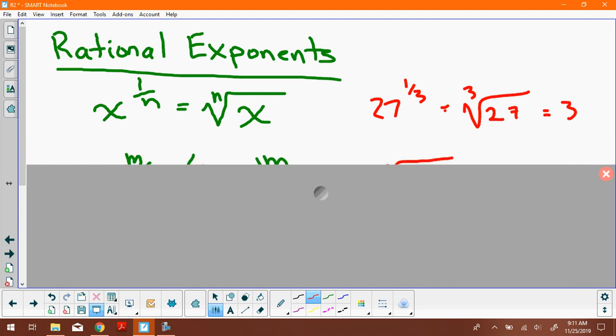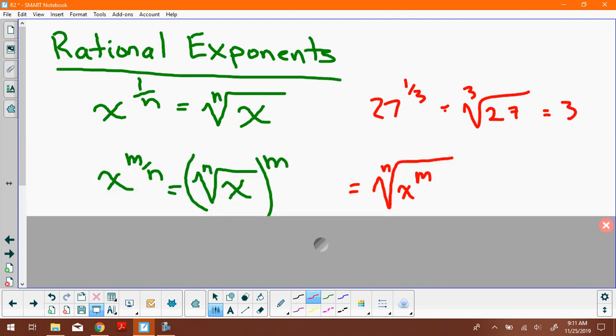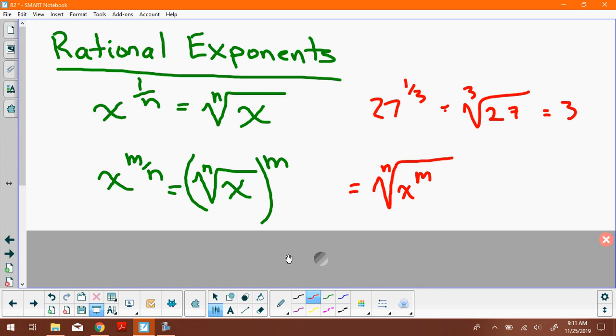Okay. More generally, if we have a numerator and denominator in that fraction, then the numerator is on the outside, so still raised to that power, and then the denominator becomes the root. You can also write it like this with the power on the inside. They mean kind of the same thing.